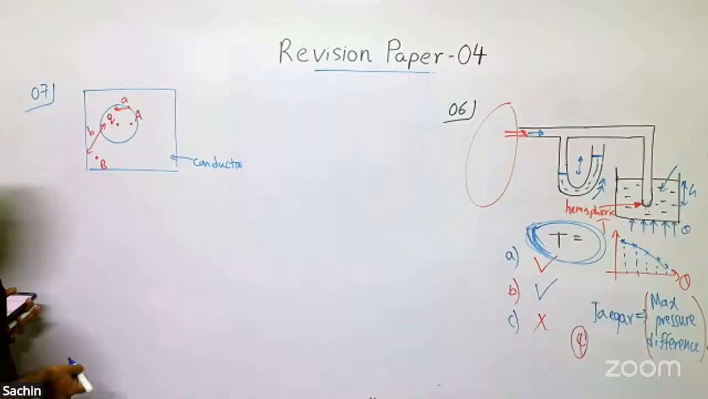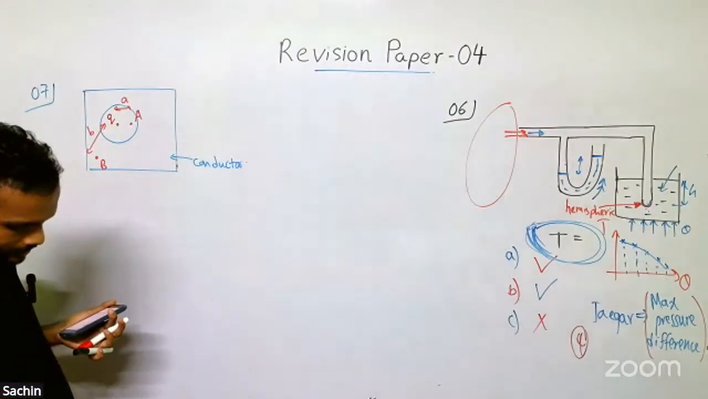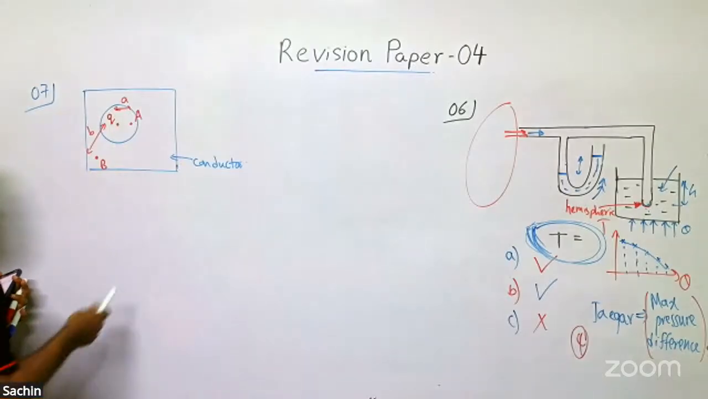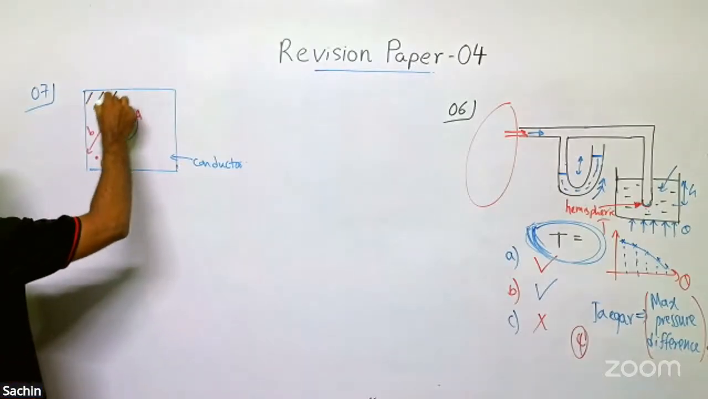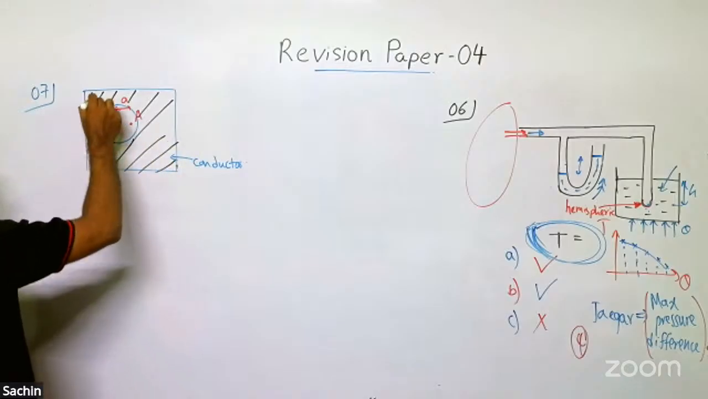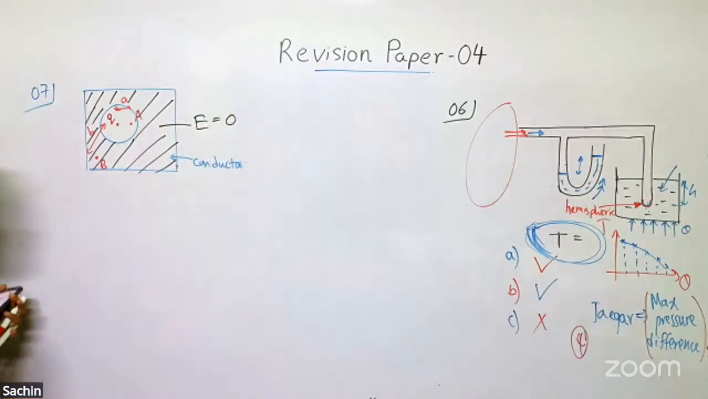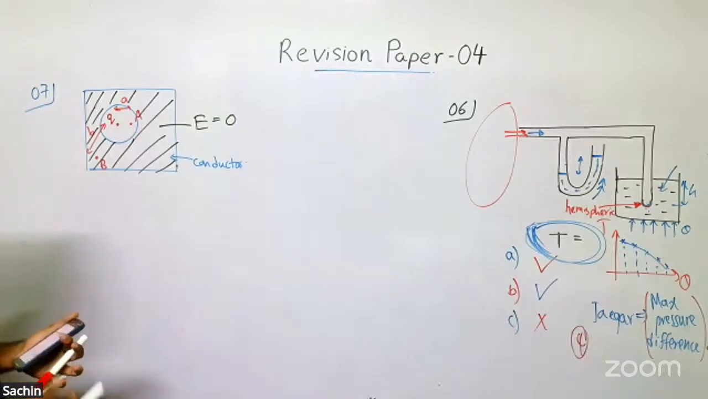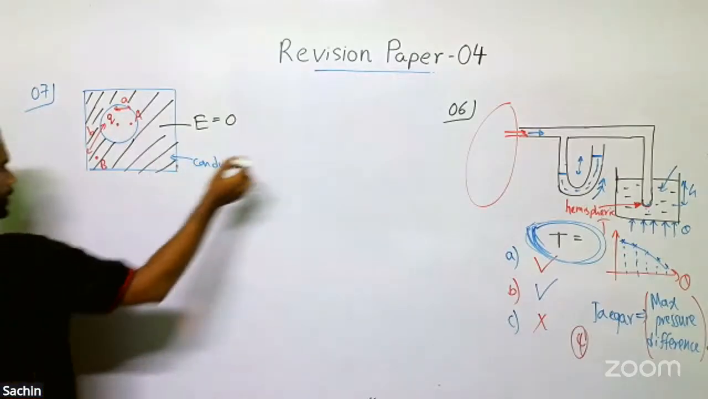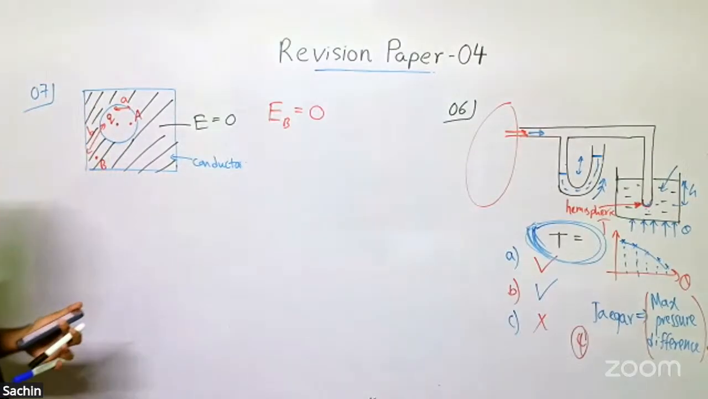So we know how to solve this. We discussed this in class. What happens is conductors cannot have any electric field inside its region. So in this space there is the conductor material. Within this space it is not possible to have any electric field. So obviously at point B the electric field should be 0.